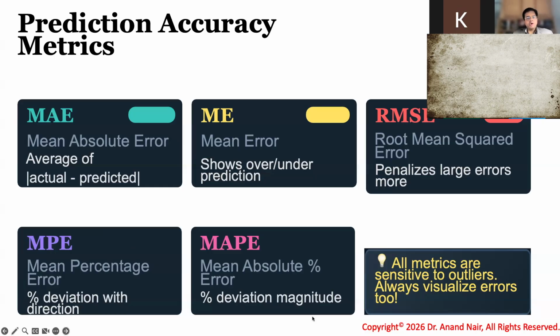Right? So these are all different types of metrics. These are all sensitive to outliers. Therefore, as we discussed earlier in the case study, we always want to visualize the errors. We want to understand whether there are outliers. There are different ways in which we can do this. And that's an important initial step before we run any model.